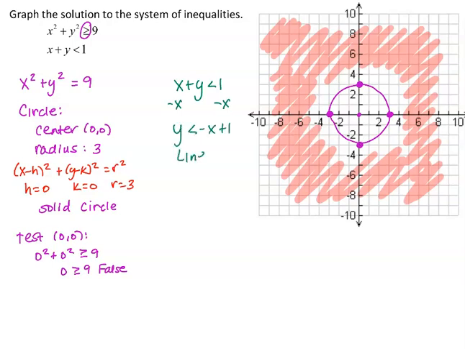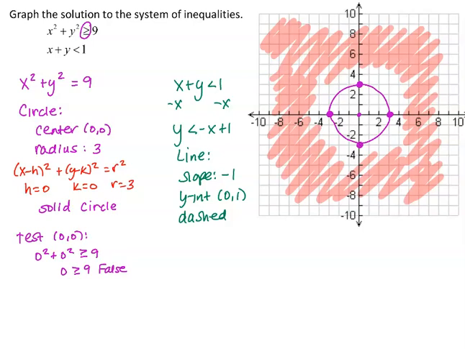So this is going to be a line. It's going to have a slope of negative 1, so it's going to go down 1 and right 1, down 1 and right 1, and a y-intercept at the point 0, 1. So m equals negative 1 and b equals positive 1. This one is going to be a dashed line because it does not have the equals option underneath.